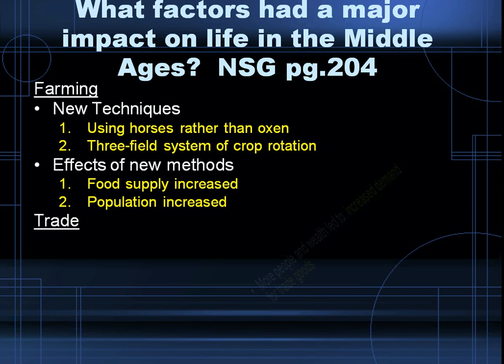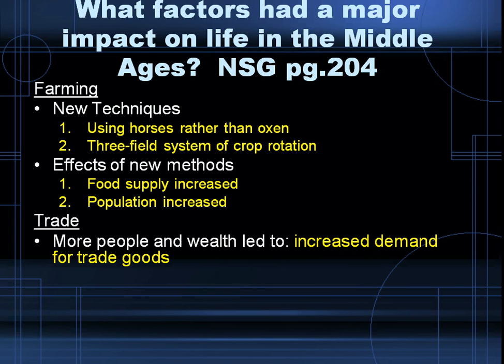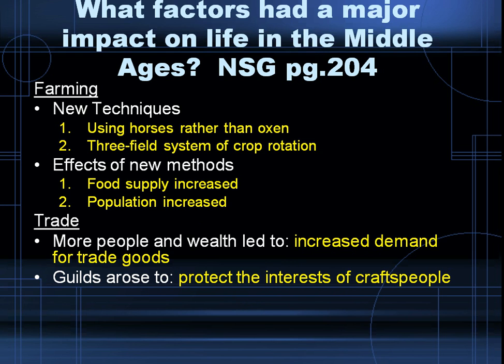Second, trade. More people and wealth led to an increased demand for trade goods, and thus guilds rose to protect those interests of craft people. So you had an increase of trade, an increase of towns, and also an increase of job specialization.